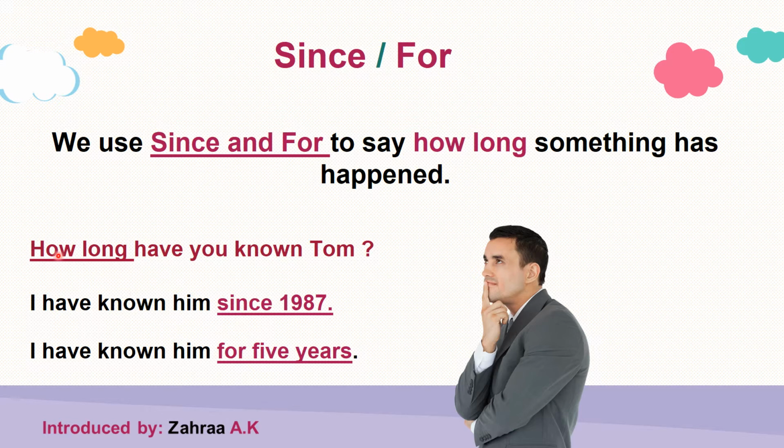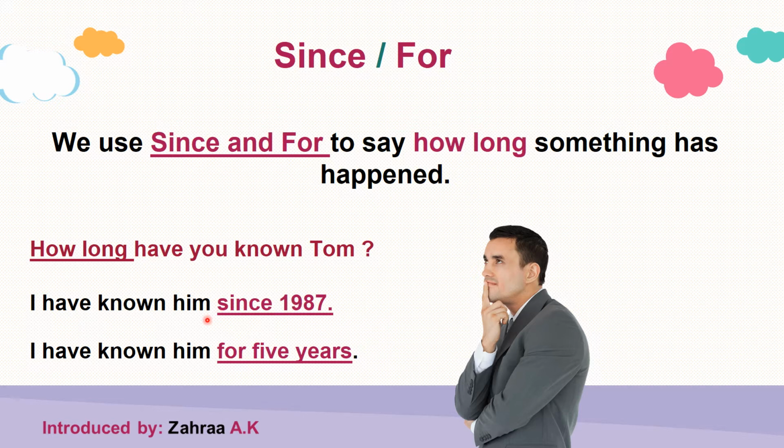Here in this example, how long have you known Tom? كم المدة التي تعرف بها Tom؟ So this is answered using since or for. It is such as here: I have known him since 1987. أنا أعرفه منذ 1987. So after since, notice there are specific times, specific years. لاحظ بعد since السنة بالتحديد 1987، سنة محددة.